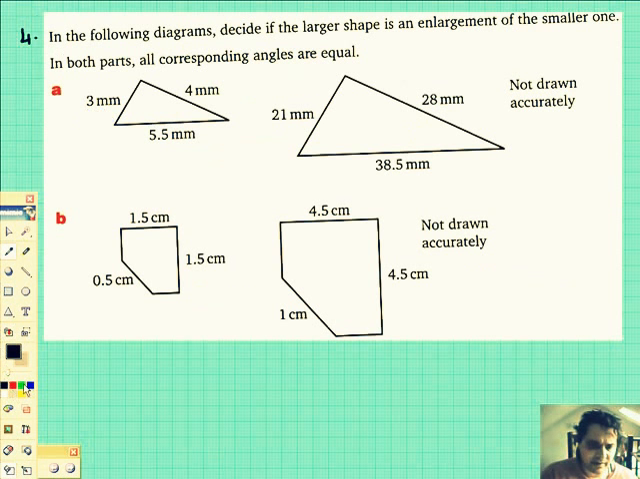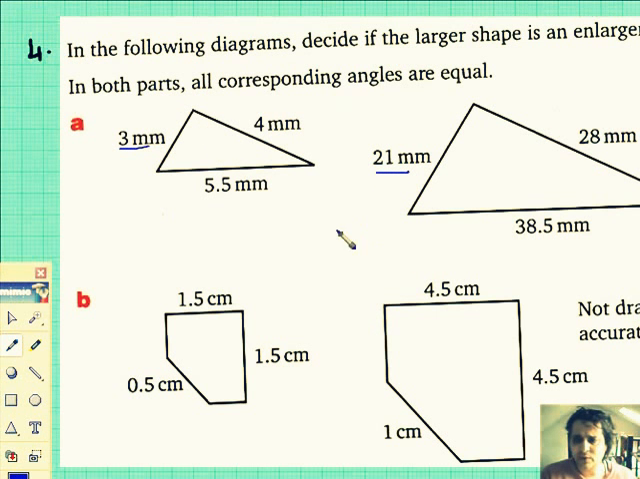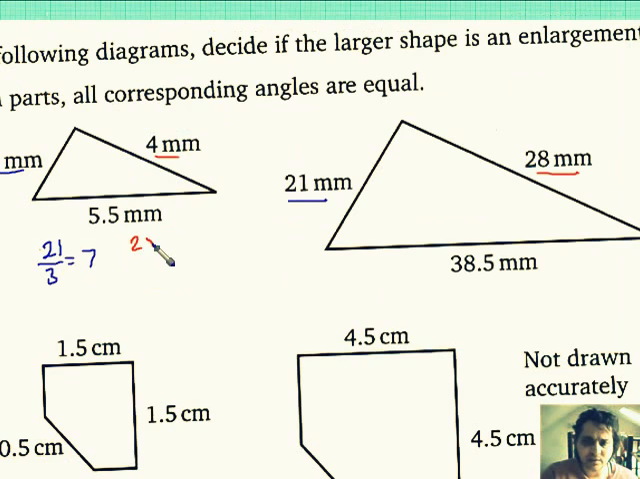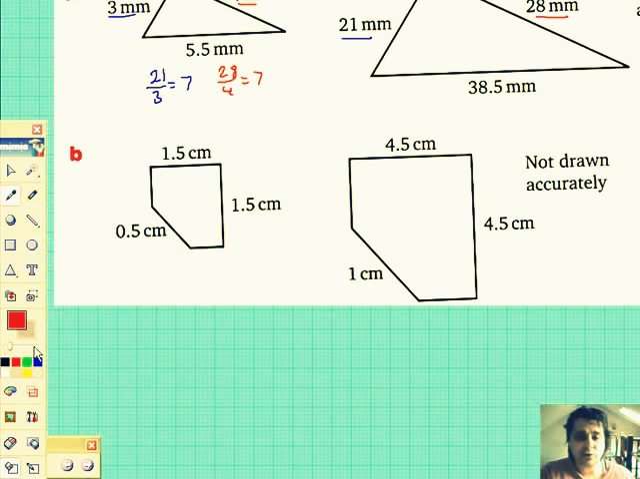Right. If this is an enlargement, then the 3 and the 21 are friends. Well, let's have a look. Do a quick sum here. 21 divided by 3 is 7. So far, I've got an enlargement scale factor 7. Let's do the same with the 4. 4 and 28. They're the corresponding sides. So 28 divided by 4 is in fact 7. I've scored 2 out of 2.